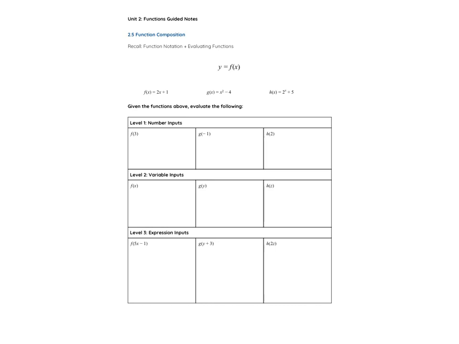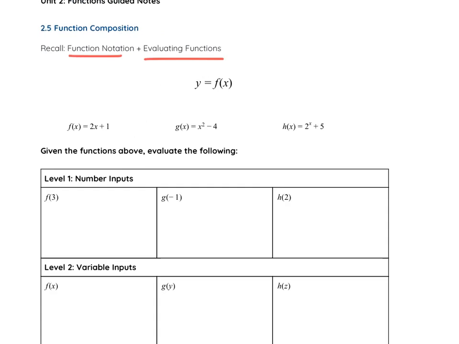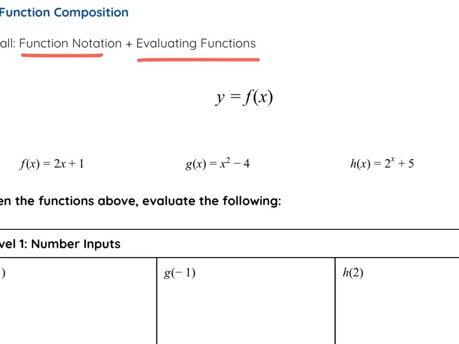In this lesson, we're going to be looking at function composition. So before we start talking about that, I want to remind you about function notation and how to evaluate functions. So function notation is here. We have y equals f of x. Y is the same thing as f of x. So the output is f of x. So the whole thing is the output.